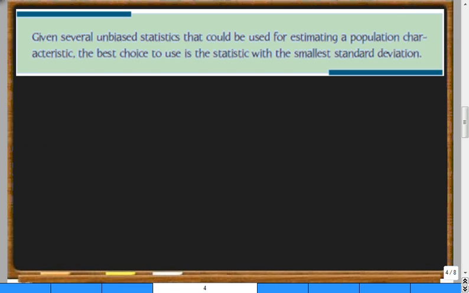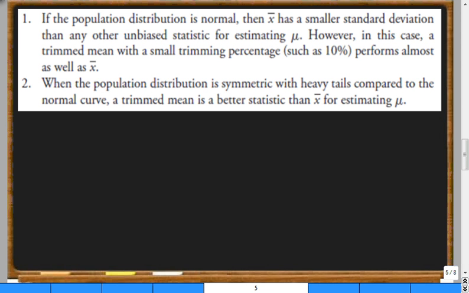So that's what this is basically saying. If you have several unbiased statistics, you want to use the one with the smallest standard deviation, just like the example before. A couple of cases: if the population distribution is normal, then X bar has a smaller standard deviation than any other unbiased statistic for estimating the mean. You could almost do a very small trimmed mean and it would still kind of work, but this would be the best possible scenario.